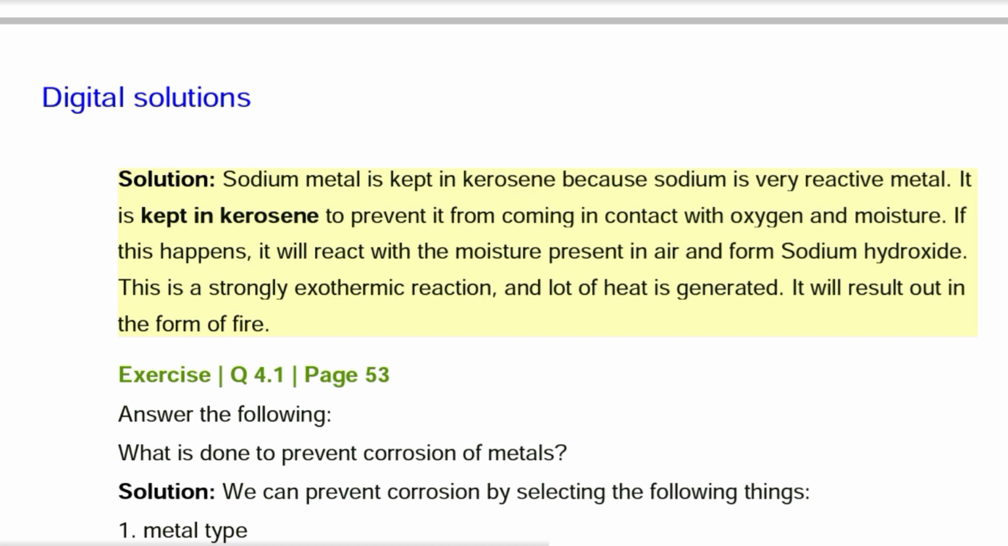If this happens, it will react with the moisture present in air and form sodium hydroxide. This is a strongly exothermic reaction, and a lot of heat is generated. It will result in the form of fire.